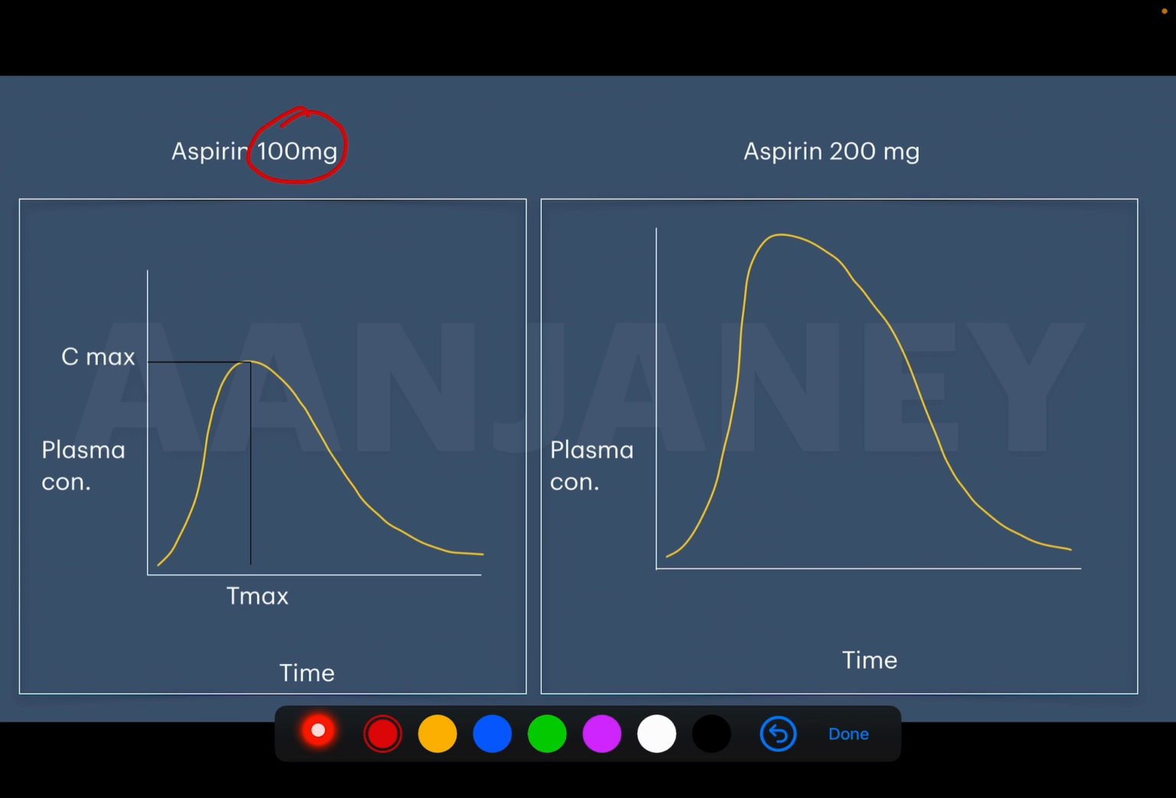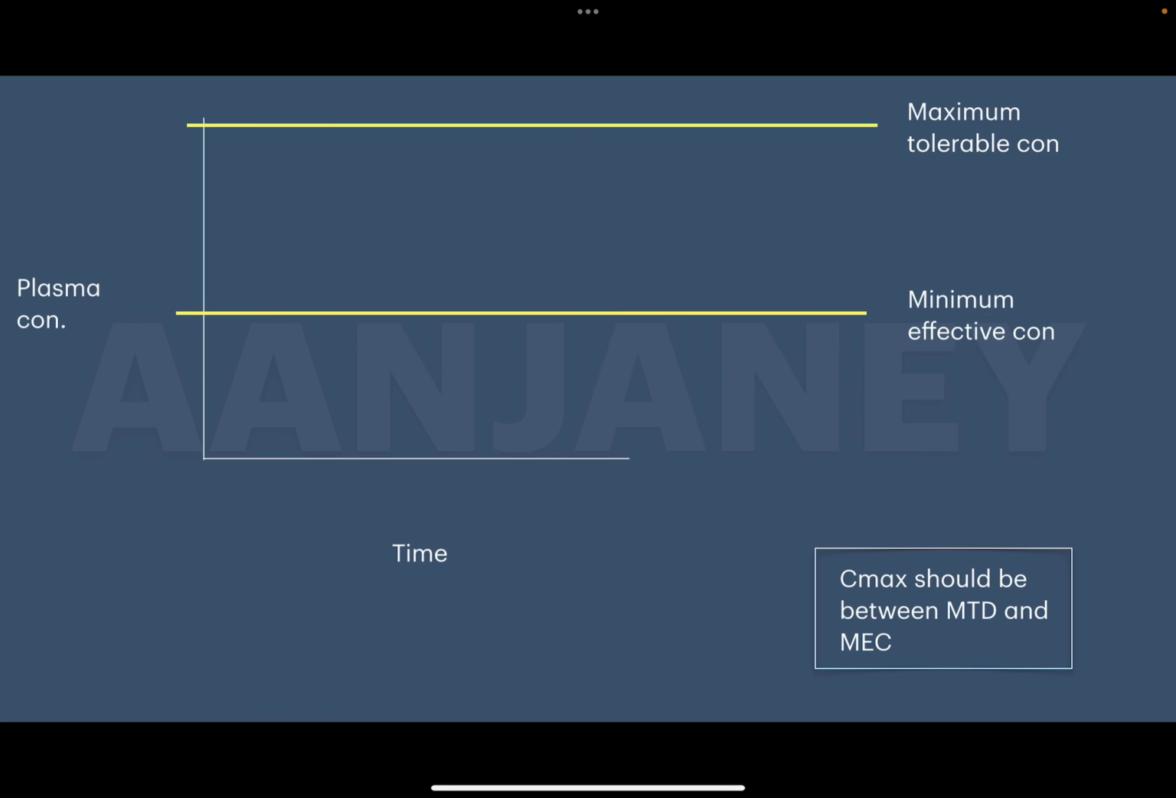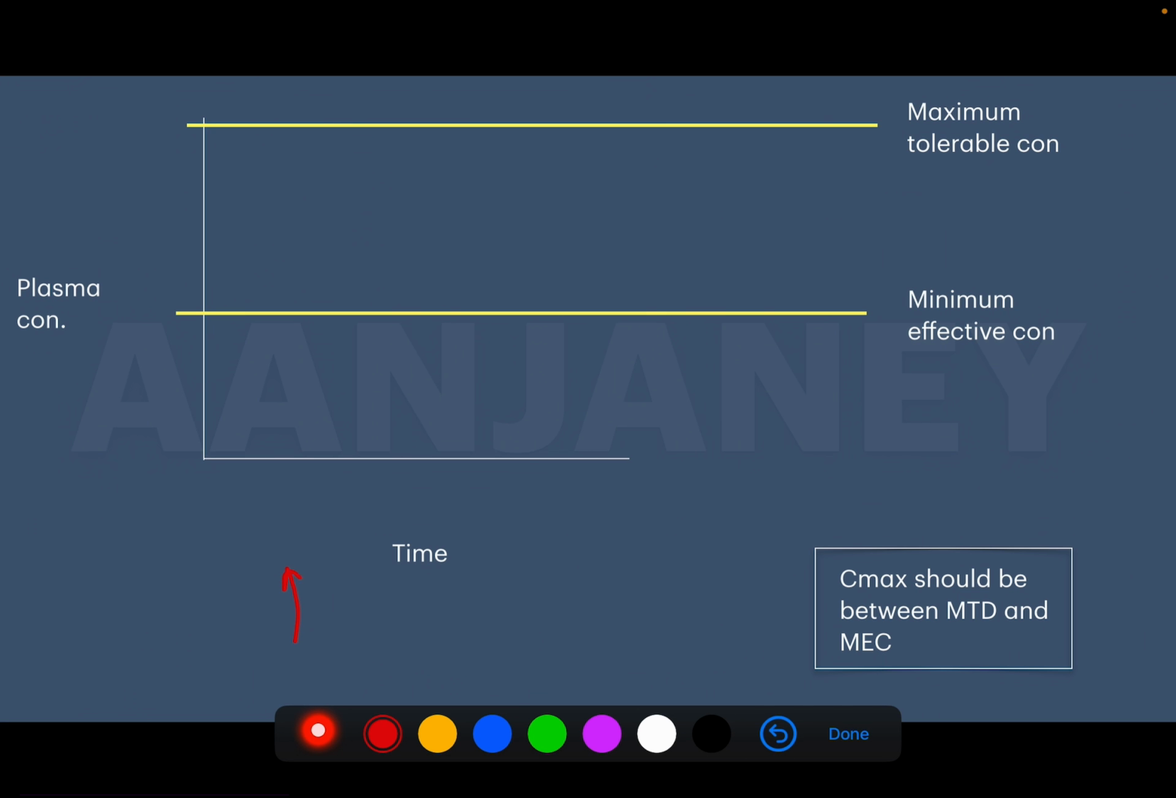Now if I increase the dose, then I'll get more plasma concentration, right? It's simple. If I am giving you more drug, then obviously more drug will go into your blood, so your plasma concentration will be more. So more dose means more Cmax, and less dose means less Cmax here. Done. So Cmax, Tmax and area under the curve. See, the area under the curve, what does it represent? It tells you the extent of absorption, and Tmax tells you how fast the absorption is, or the rate of absorption, right?